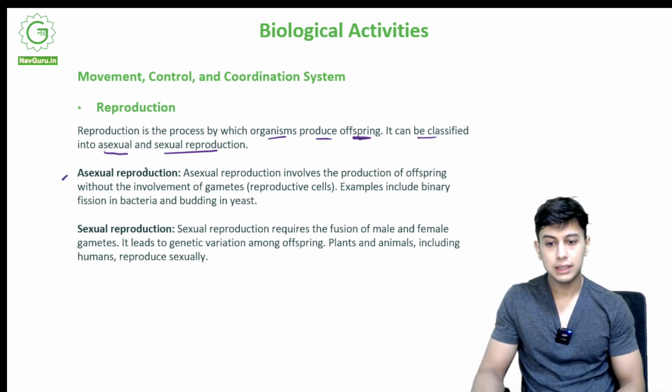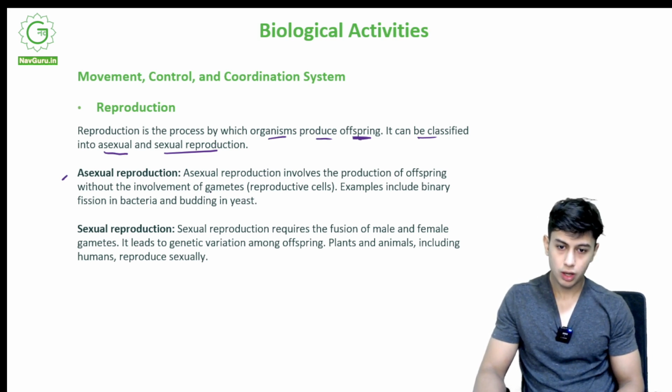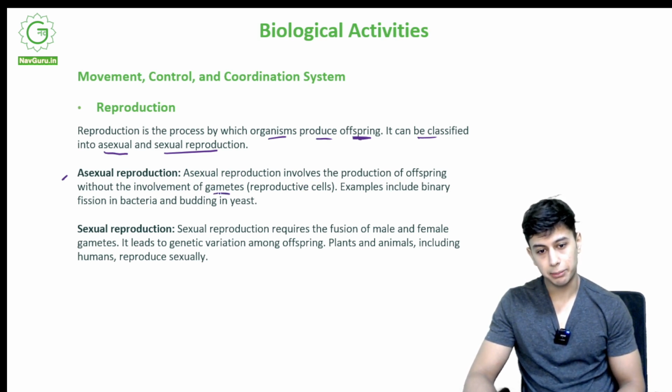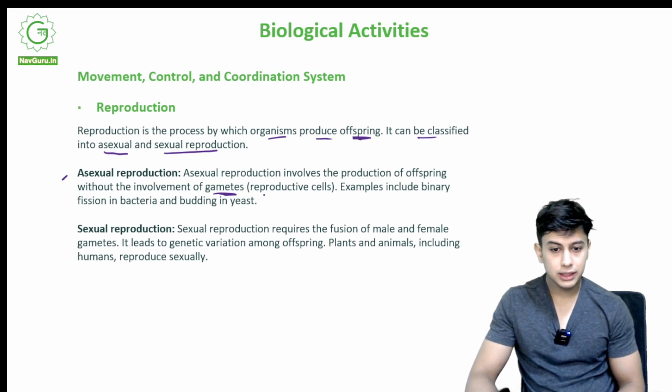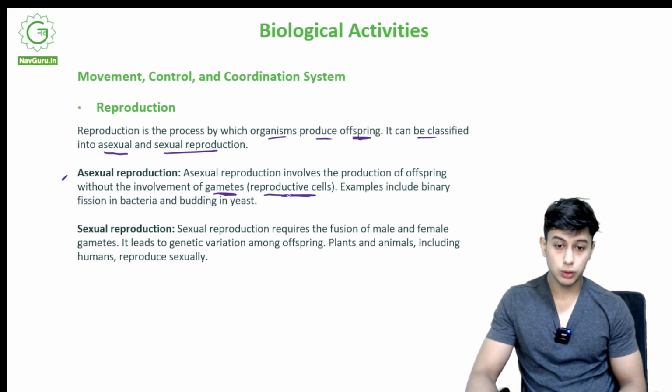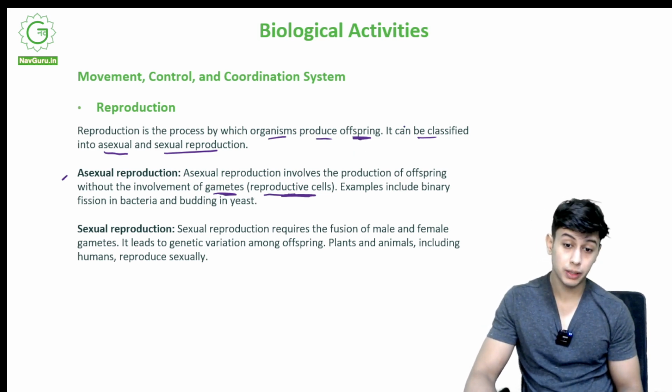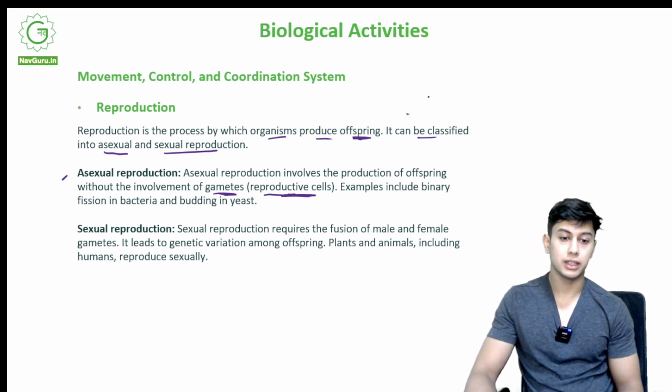So asexual reproduction involves the production of offspring without the involvement of gametes. Without what? Gametes. What are gametes? Gametes are reproductive cells. I do not need gametes. Reproductive cells are produced by people of different genders, so male and female.